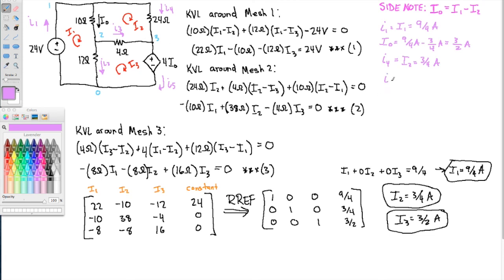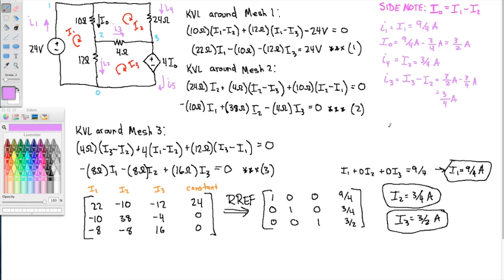Okay, what about I3? Branch current I3. Well, notice that capital I3, mesh current I3, is in the direction of branch current I3, and mesh current I2 opposes it. So this would be 3/2 amps minus 3/4 amps. Okay, this is 6/4 minus 3/4, so that's 3/4 amps. 3/4 amps going this way.